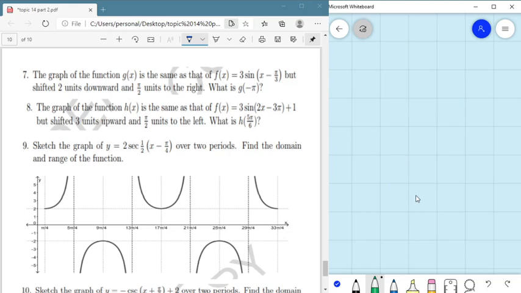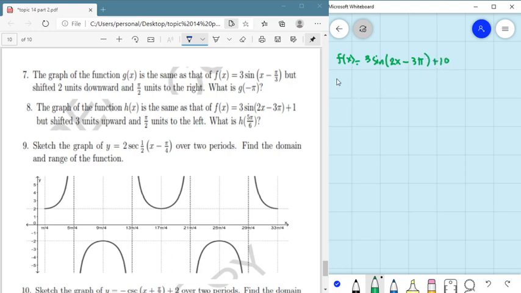Number 8. The graph of the function h of x is the same as that of f of x, which is equal to 3 sine of 2x minus 3 pi plus 1, but shifted 3 units upward and pi over 2 units to the left. So what is h of 5 pi over 6? So we have f of x is equal to 3 sine of 2x minus 3 pi plus 1.